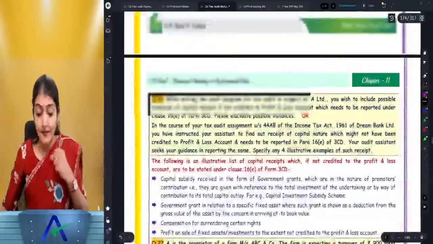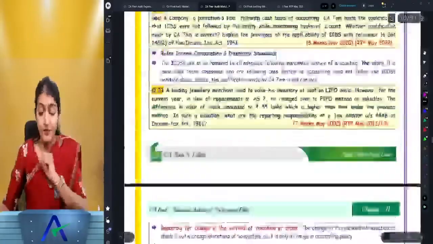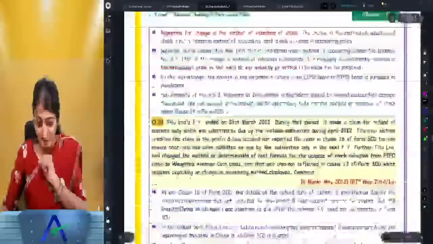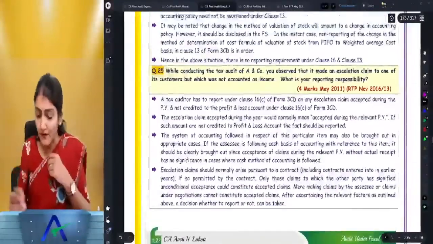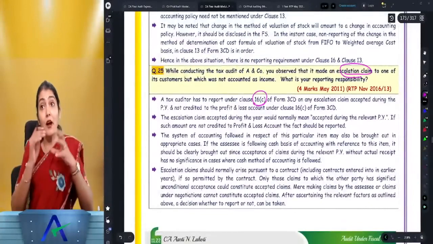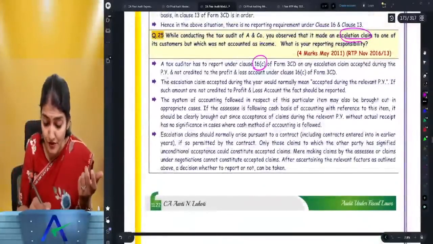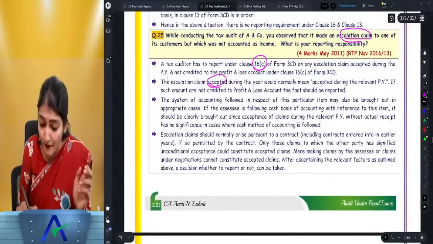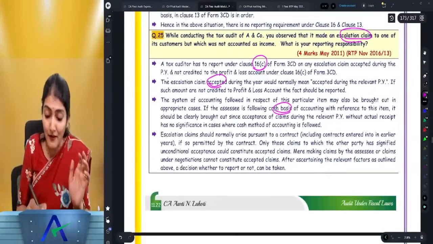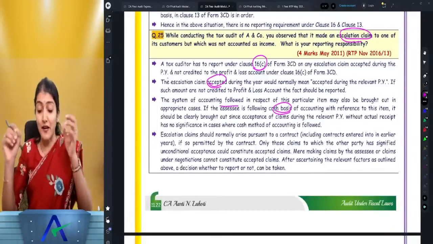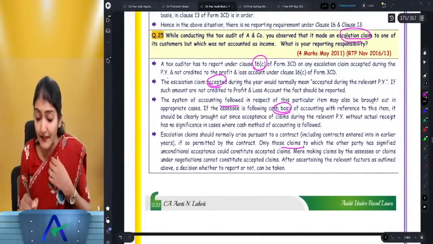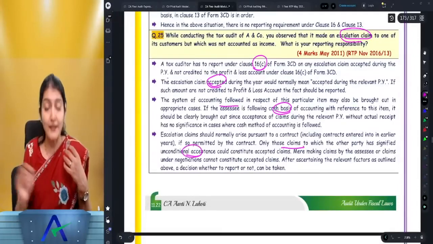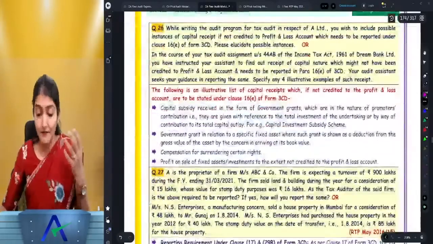What does it say? The escalation claims, the amounts to be charged, items under section 28, which is the PGBP, the charging section. Any drawbacks, credits, and refunds which have been admitted as due by the authorities. So here it talks about the escalation claim under 16C, amounts not credited to P&L. For that, you need to check whether the escalation claim has been accepted. If they are following cash basis of accounting, then this will not come. But if they are following mercantile system, then the escalation claim should be accounted for. And only making of a claim is not an accepted claim. Also, other party should have given the unconditional acceptance. Okay. Right. Then after that, what does it say?